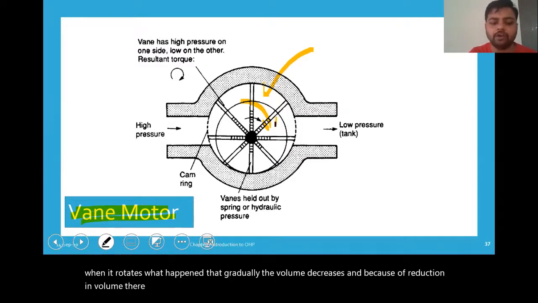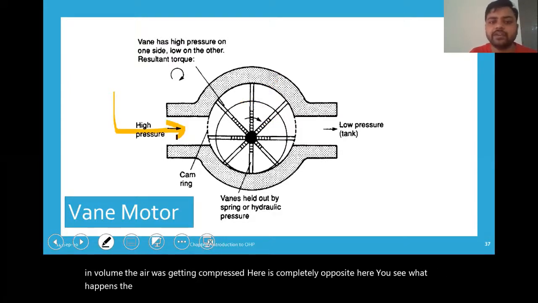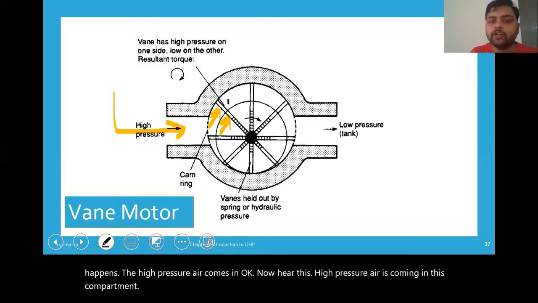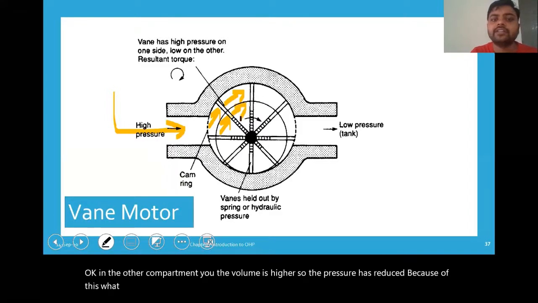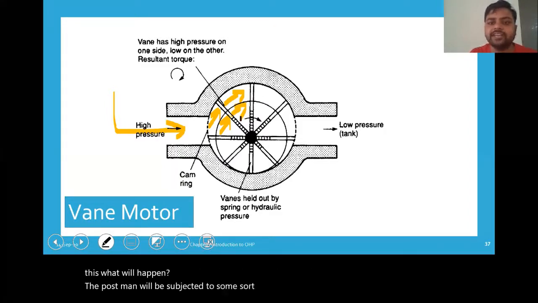Here it is completely opposite. Here you see what happens. The high pressure air comes in. Now this high pressure air is coming into this compartment. In the other compartment, you see the volume is higher, so the pressure has reduced. Because of this, the first vane will be subjected to some sort of pressure difference, and because of this, there will be production of some force.